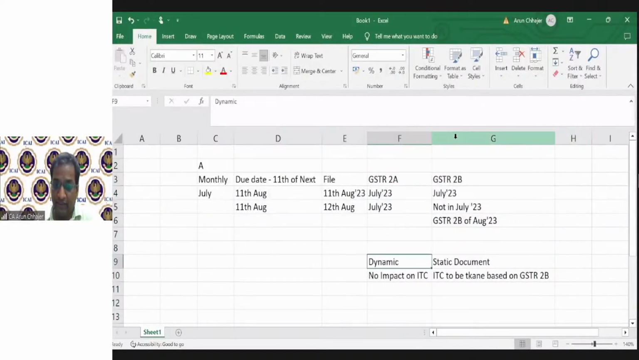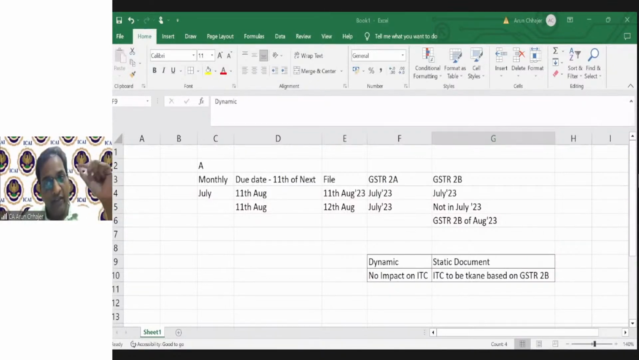Now, in other words, I can say this, it is the document. So we are using the word dynamic and static. Yes, sir. Fine. Then what about the late fees? If he files on the 14th, he can file next month without any fine or late fees. Next month. See, on every return, there is a late fees.